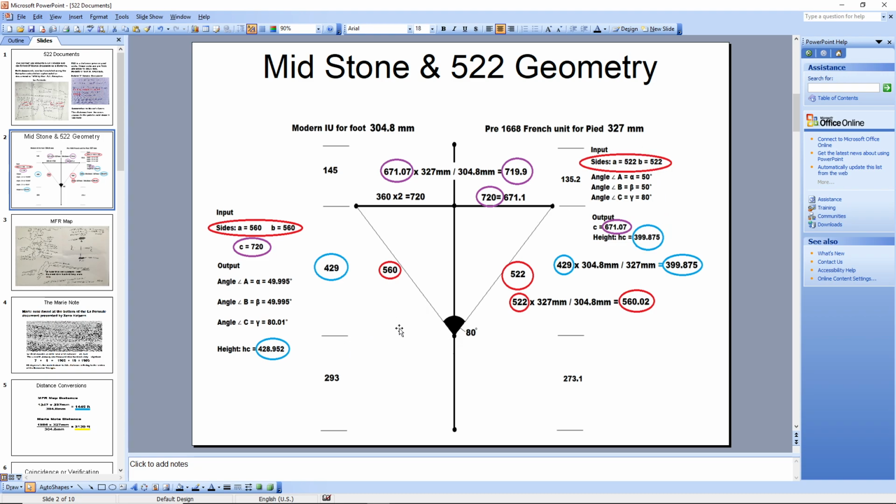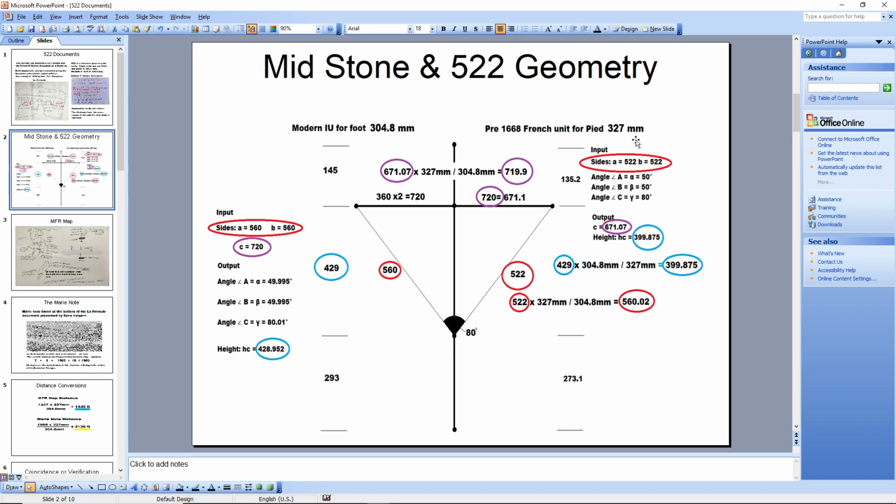Very close, very close. And we find that when we convert what we got, we put 522 into the calculator for our sides. We put in the 80 degrees, which we got from this side, and we get these numbers. I've color coded them. You can look at them. This one came out exact, the height. So this output of these numbers, the 671, the 399, those are outputs for 522.